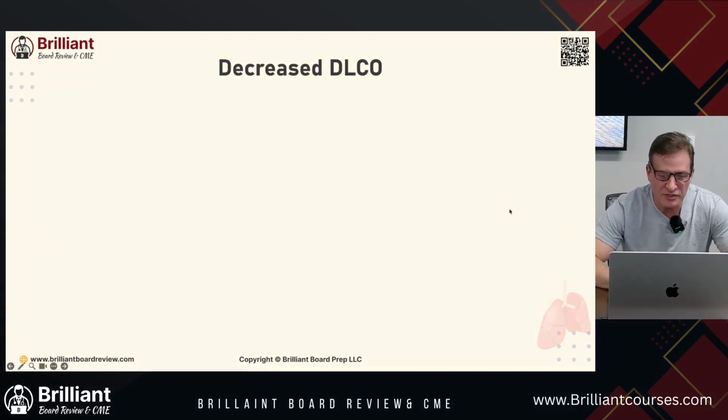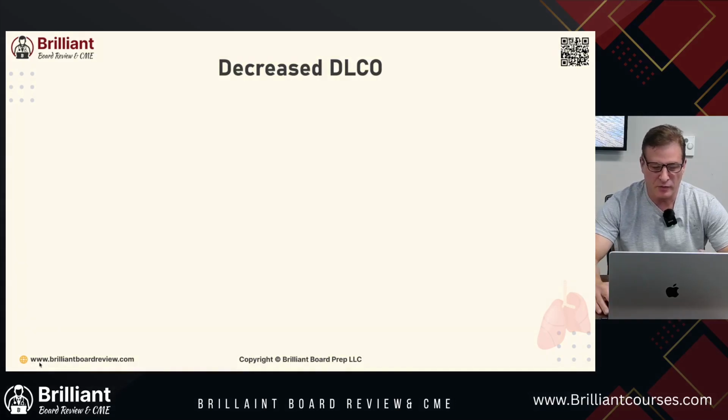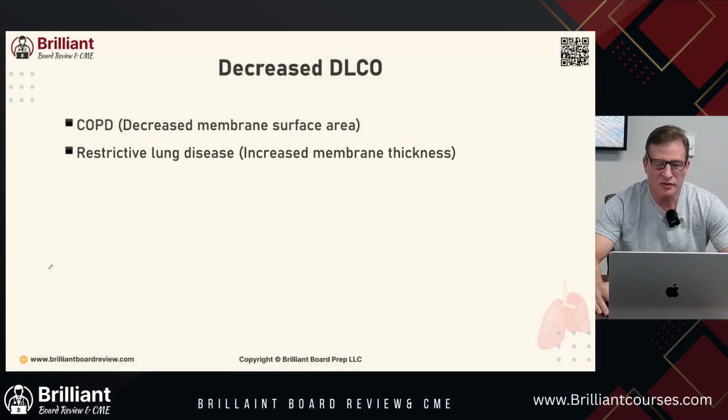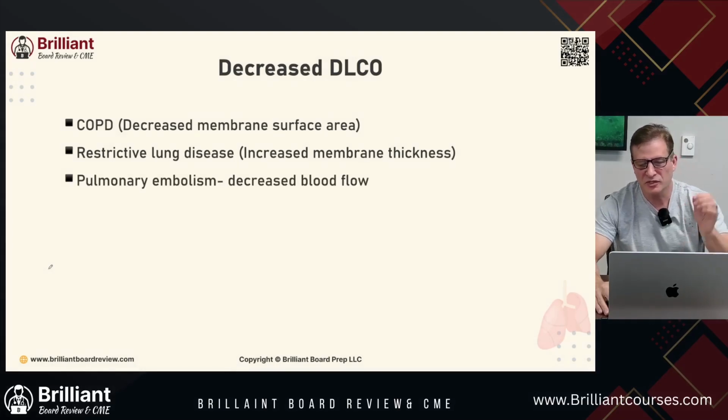All right, now we're going to discuss decreased DLCO, decreased diffusion capacity of the carbon monoxide molecule. COPD has decreased membrane surface area, so you're going to have decreased DLCO. Restrictive lung disease, because they're going to have increased membrane thickness, decreased DLCO. Pulmonary embolism, you have decreased blood flow.